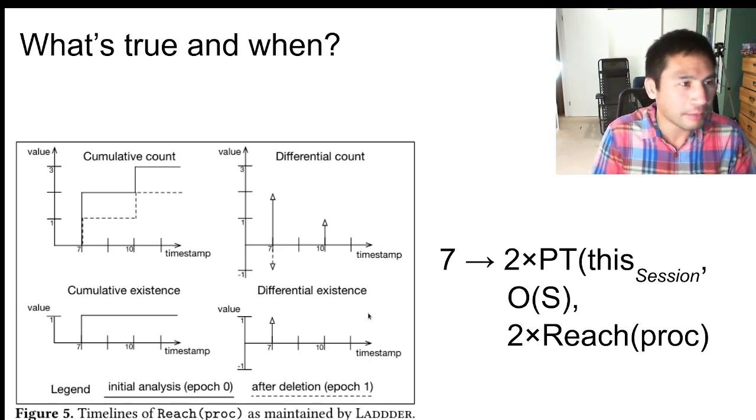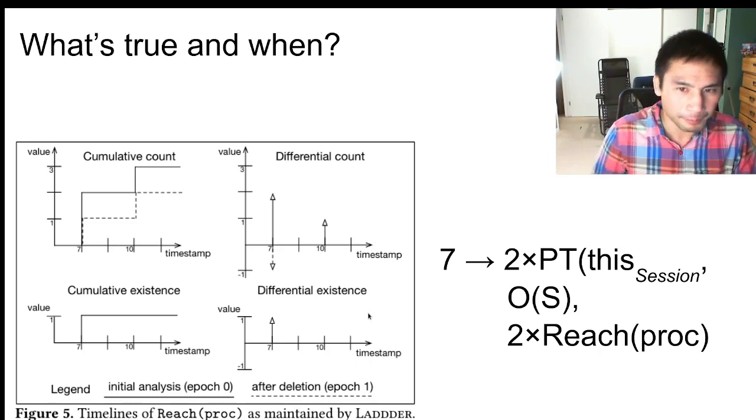And note that at time step 7, it actually increases reach proc twice, because we know it at 2x, right? And so that's also reflected by the differential count going up by 2. And then we have cumulative existence, which is whether we know it to be true or not. We're adding this fact, so it becomes true at 7. And it may become not true at a later epoch, which we haven't talked about yet.